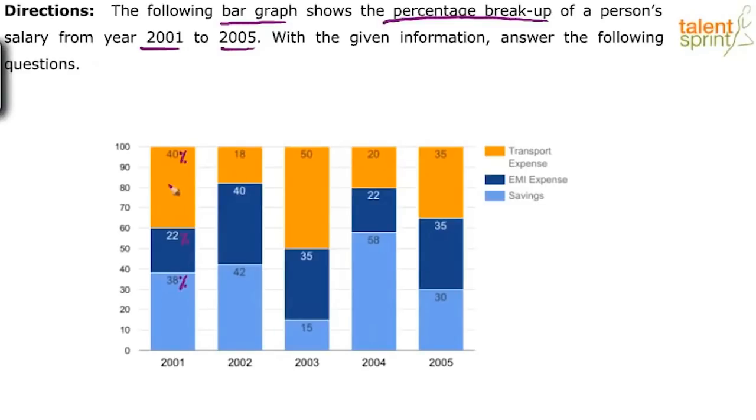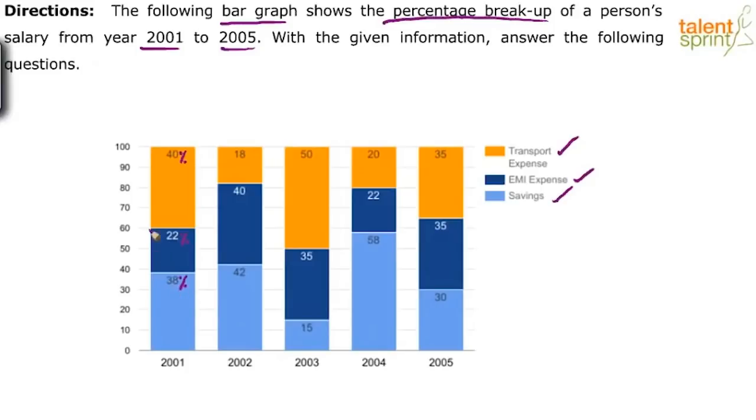What are the meanings of the different colors used here? Orange shows transport expense. The dark blue shows EMI expense, and the lighter one shows savings. So we can say that in the year 2001, the person spent 40% of his salary on transport expenses, about 22% on EMI expense, and the remaining 38% are his savings.